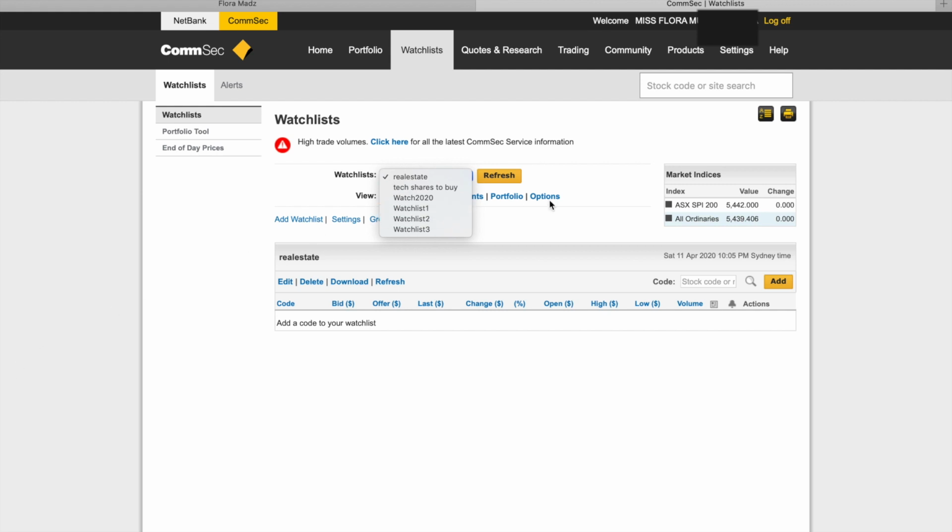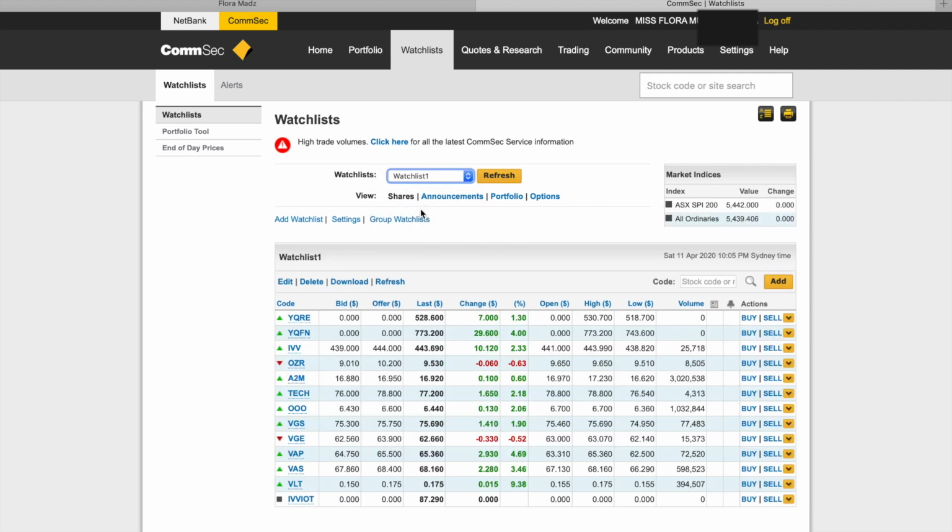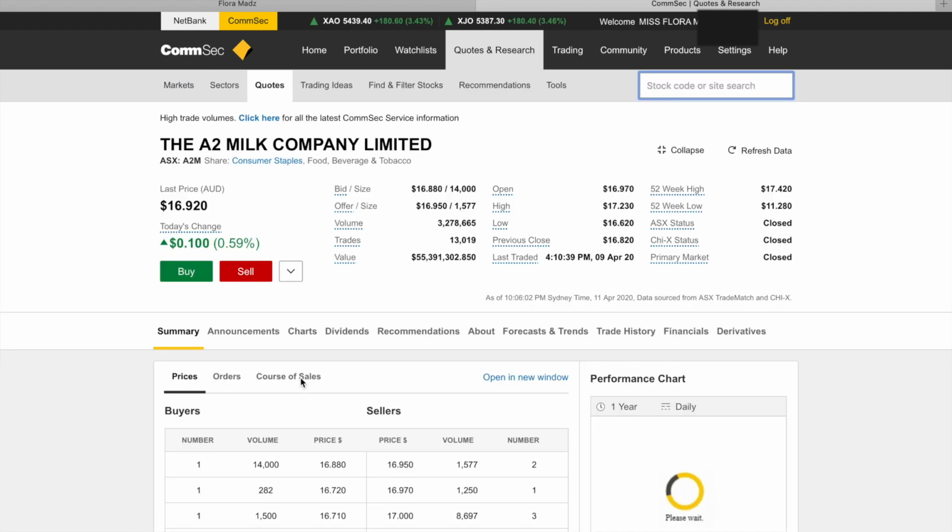So in your watch list, when you click on one of the stocks, I'm going to click on A2 Milk because that's probably one of my favorite stocks. Although I haven't owned it, I'm waiting for it to go back to $10 or $11 to buy. But yeah, trying to be ambitious.